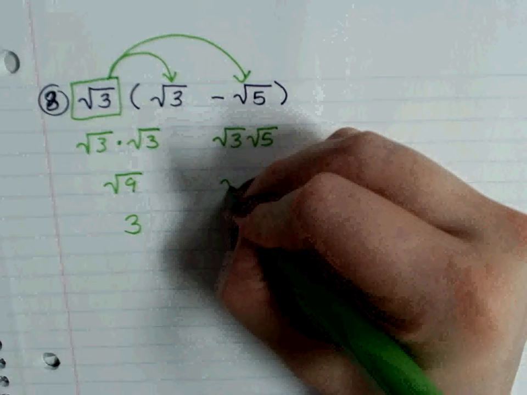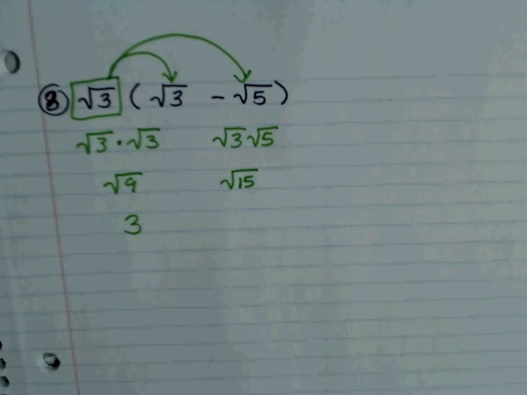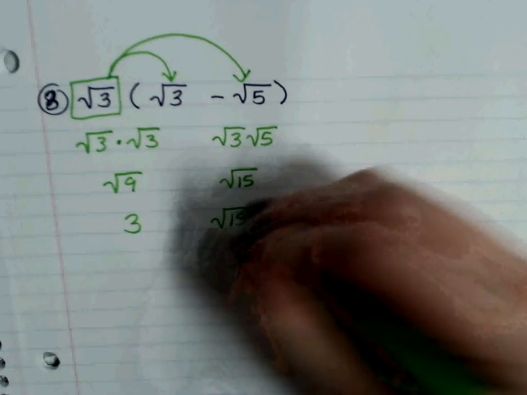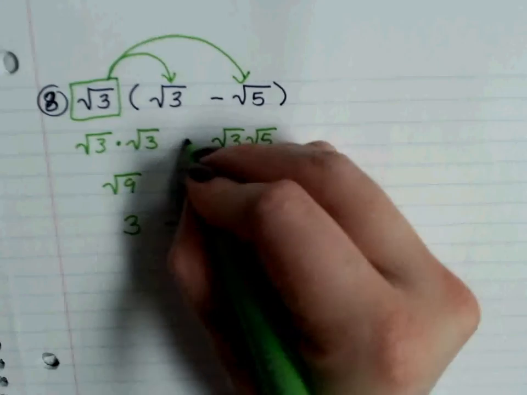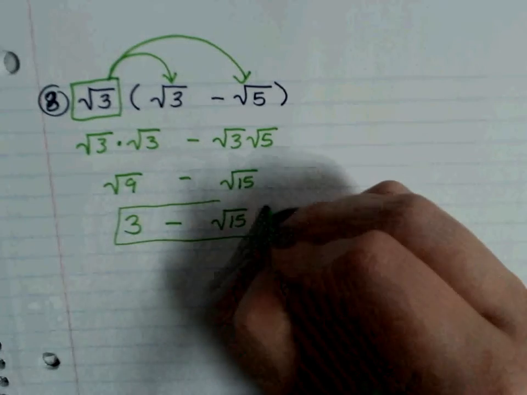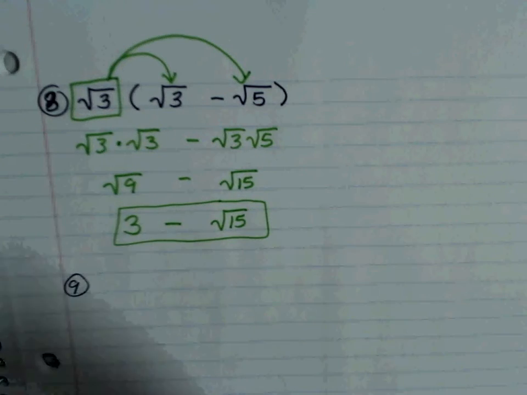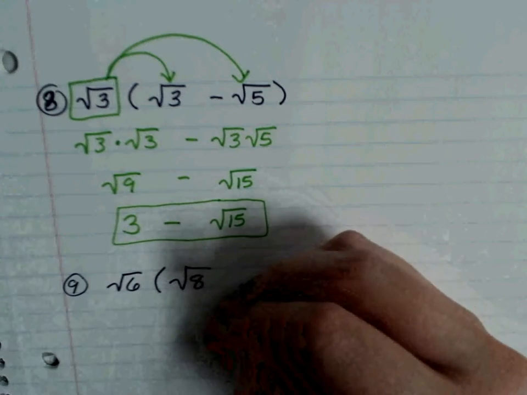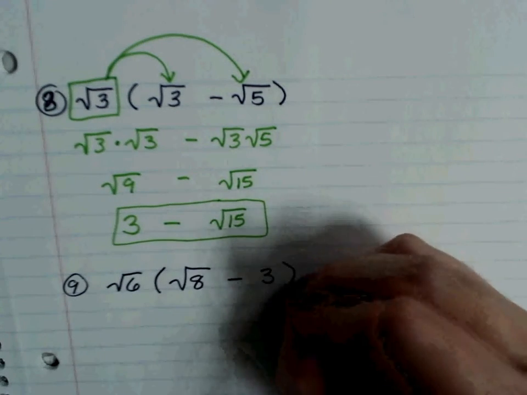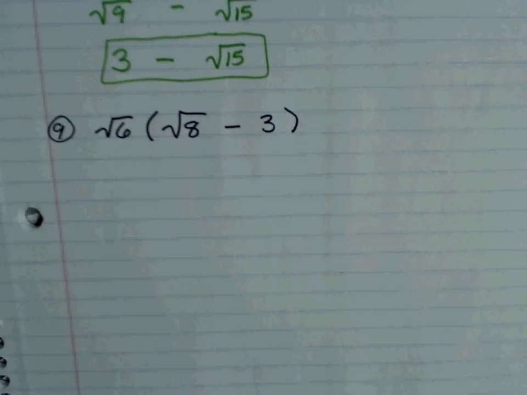So what is that going to equal? Square root of 15. Can I factor square root of 15? No. Square root of 15 does not have any perfect squares that can go into it. So square root of 15 is the final answer for that portion. And what operation is going to go in between? Minus, subtraction. And here's your final answer. Do that one on your own.